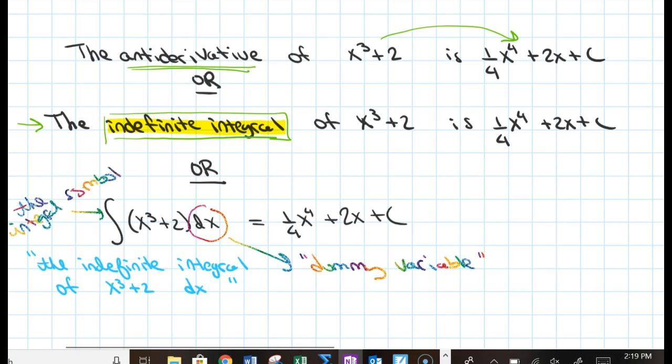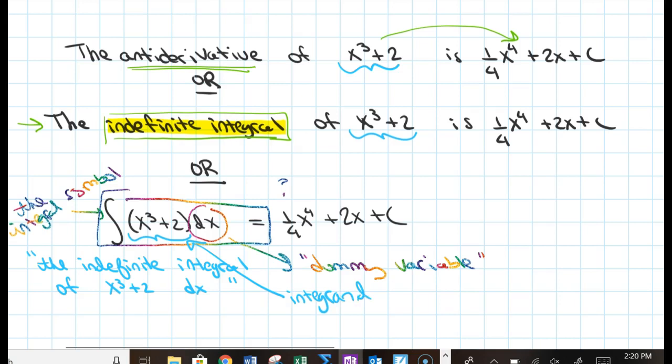When you're presented with this problem and an equal sign, maybe a question mark to the right-hand side, you should say to yourself, this question is asking me for the indefinite integral of x cubed plus 2 dx. What does that equal? The expression that we are taking the antiderivative of, in this case the x cubed plus 2, is referred to as the integrand.